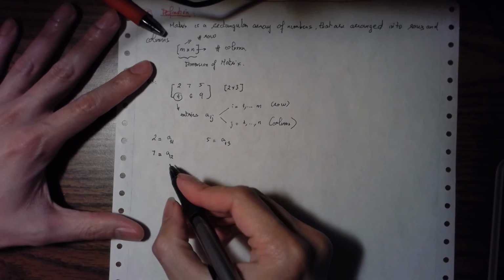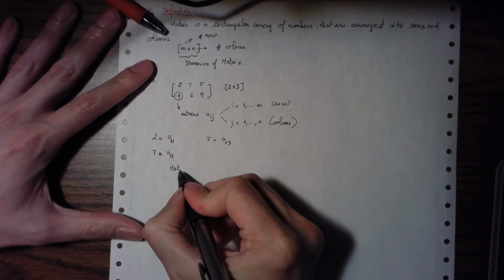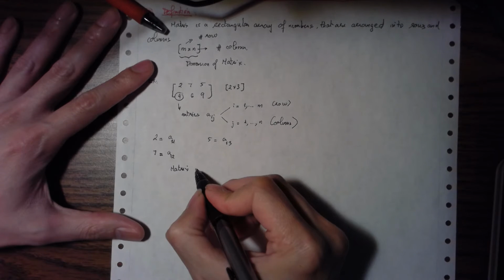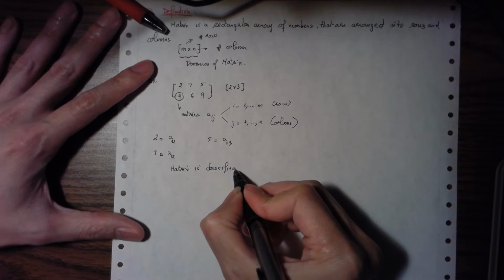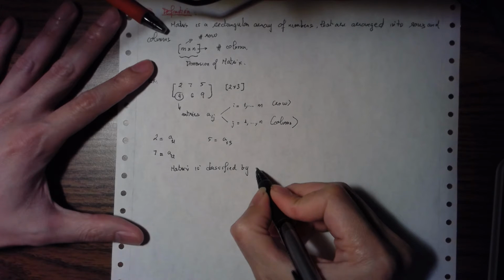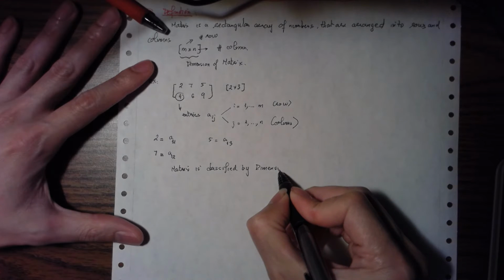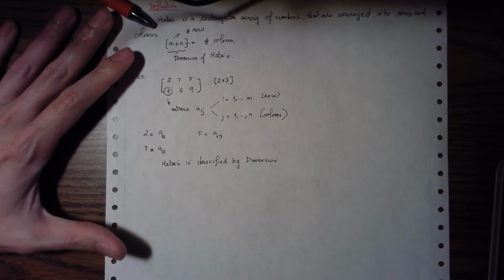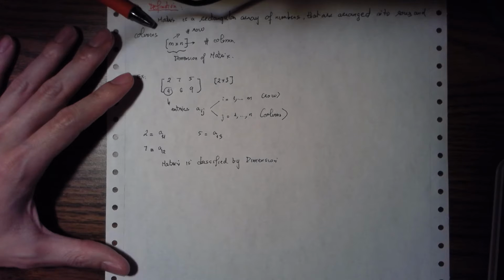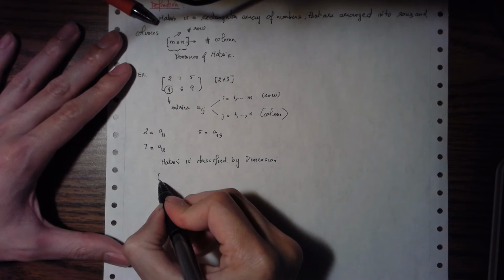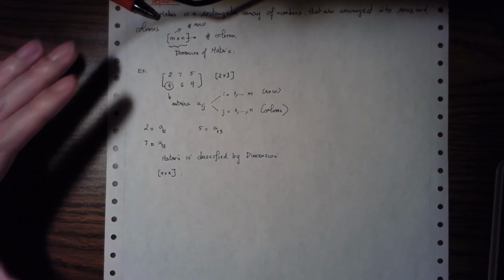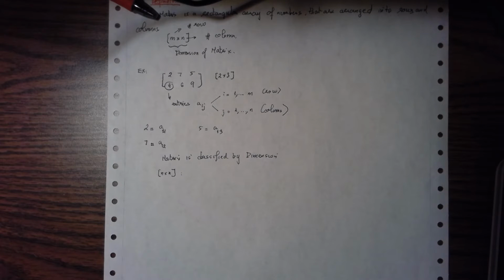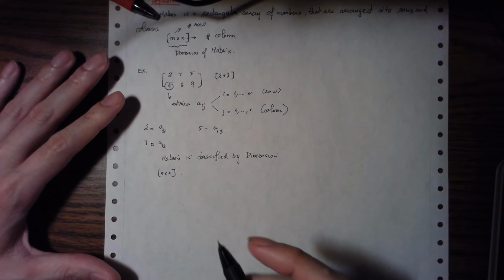A matrix is also classified by its dimension. If you have an n by n matrix, the number of rows equals the number of columns. That's what I mean. We call this matrix a square matrix.